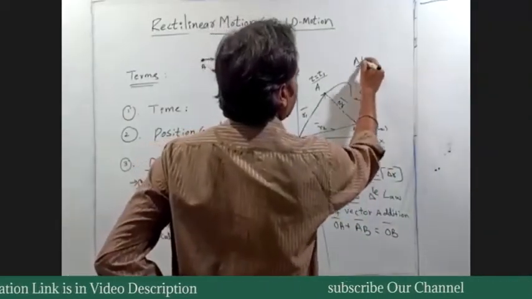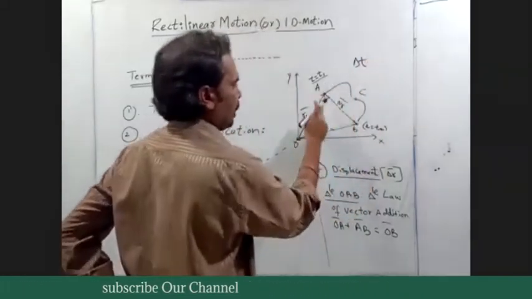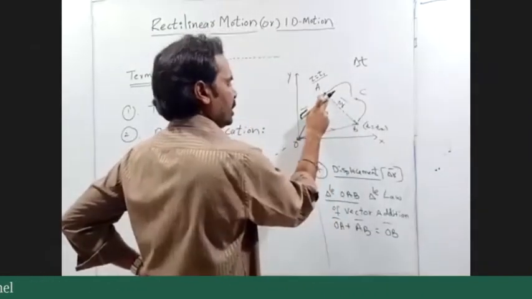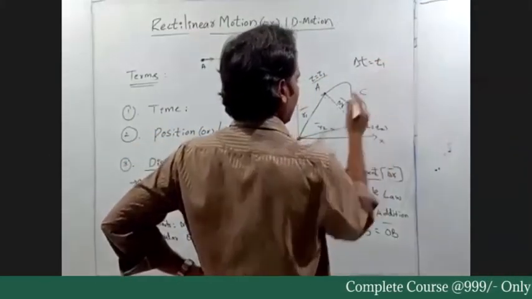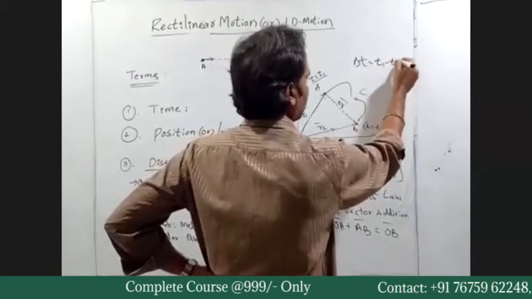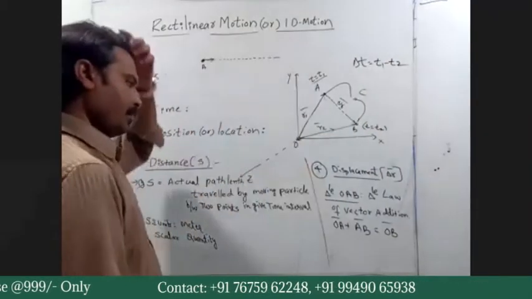Here delta t is the time interval between A and B, where the times are t1 and t2.